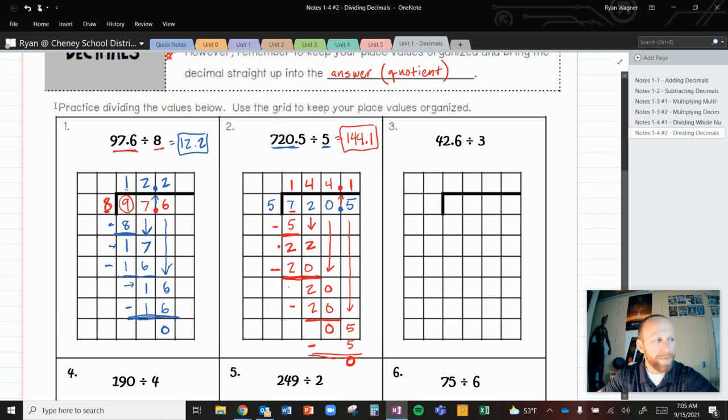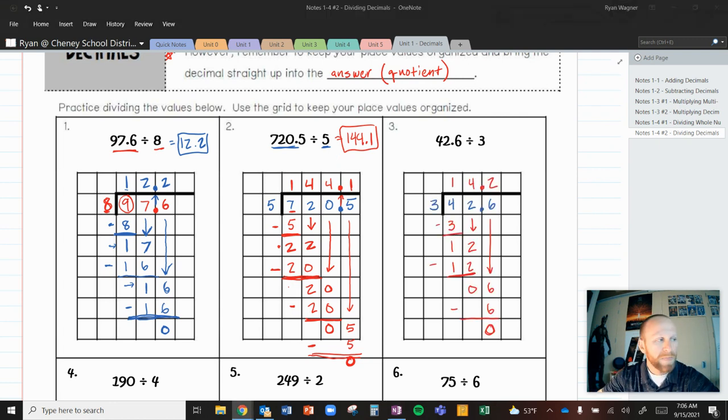What I want you to do now is try number 3 on your own. You're going to type it into the answer box. Go. All right, number 3, 42.6 divided by 3. 42.6 is our dividend, so that's going to go inside the house. The 3 is our divisor, so that goes outside the house. We're going to see how many times 3 can go into 4. That's 1. 1 times 3 is 3. We subtract them. We get 1. We drop down our 2 to get 12.